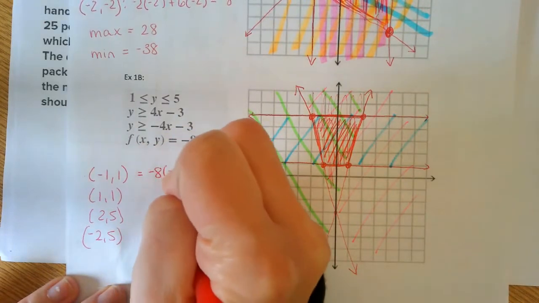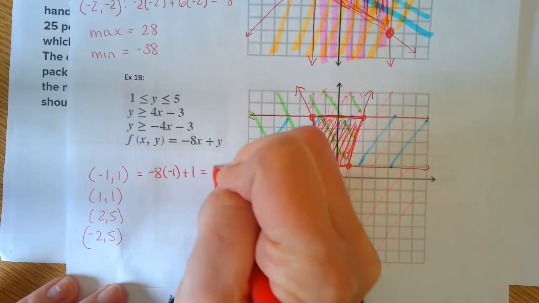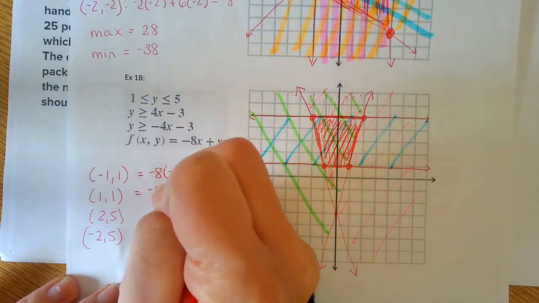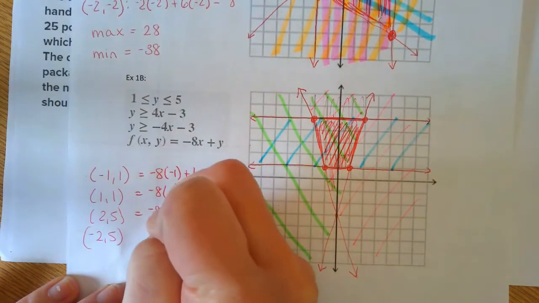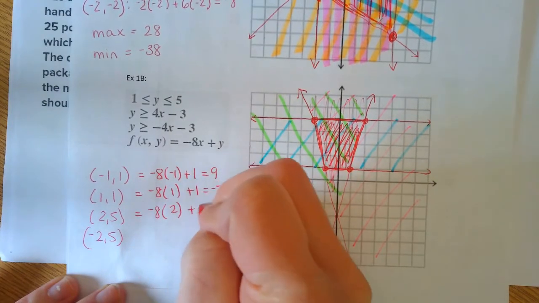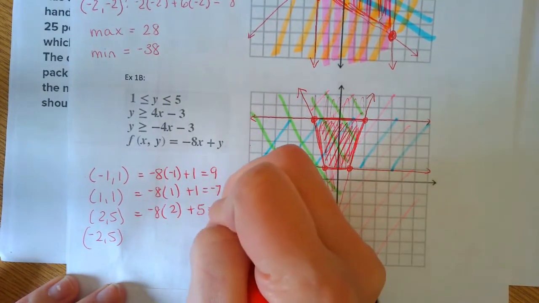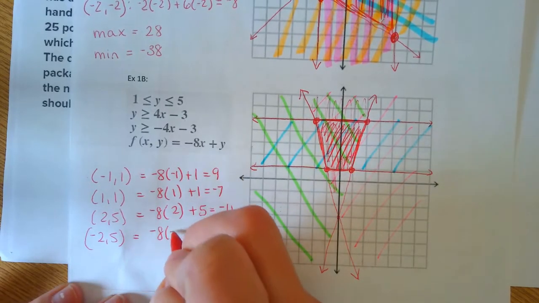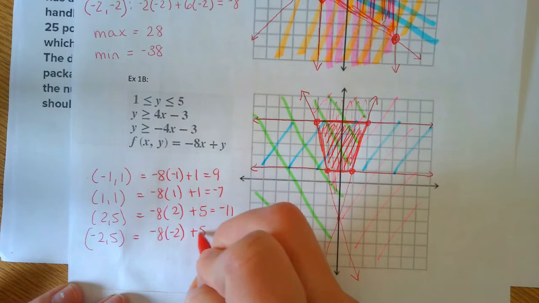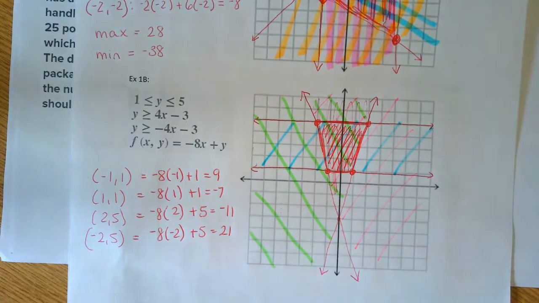So -8 times -1 plus 1 is going to give me 9. Negative 8 times 1 plus 1 is going to give me negative 7. Negative 8 times 2 plus 5 is going to give me negative 11. And then negative 8 times negative 2 plus 5 is going to give me positive 21.